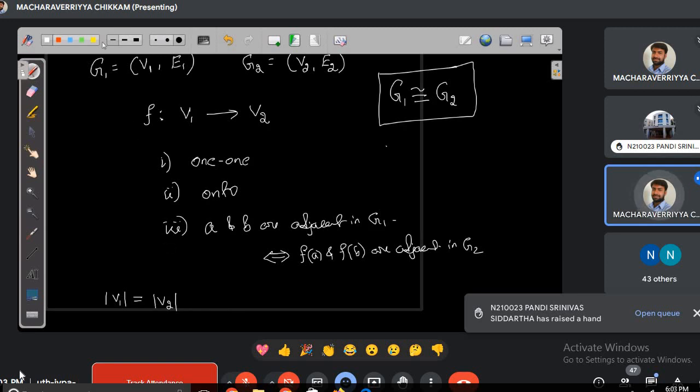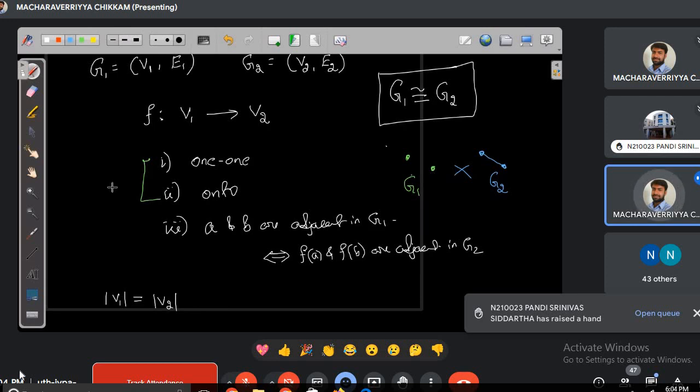You can't say that just using the two conditions. If you have just a one-one and onto function, we can't say that it is an isomorphism. I'll give you an example. For example, you take these 2 points. This is G1, and I'm taking another 2 points here, but they are connected by an edge. This is G2. The number of vertices here is the same as the number of vertices here, but these are not isomorphic.